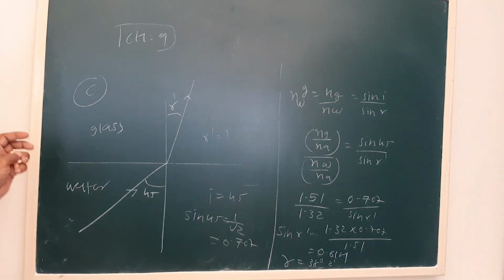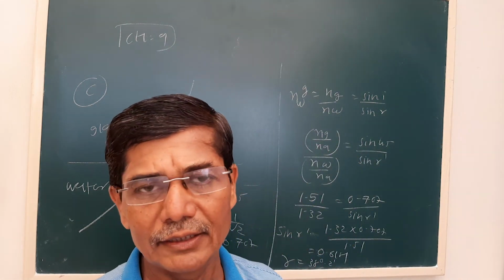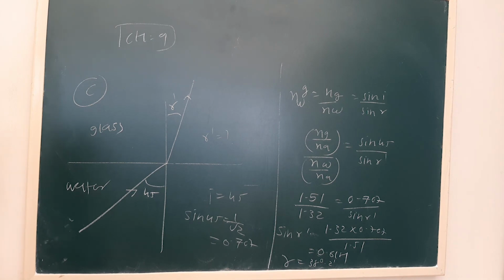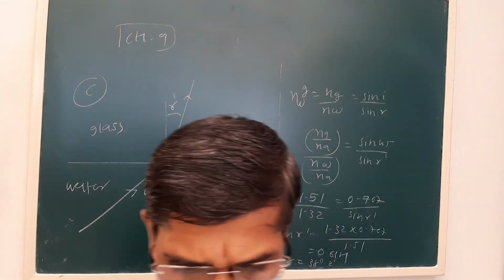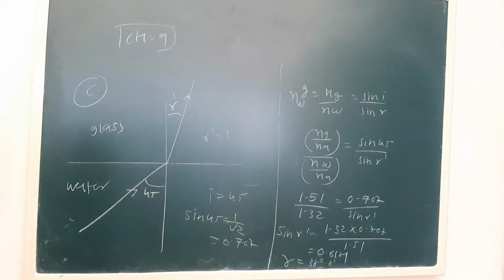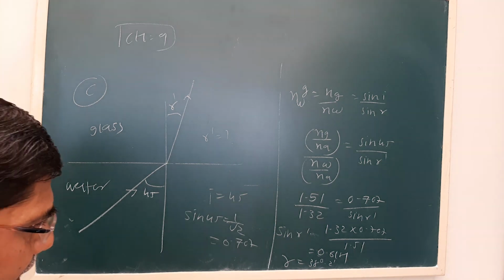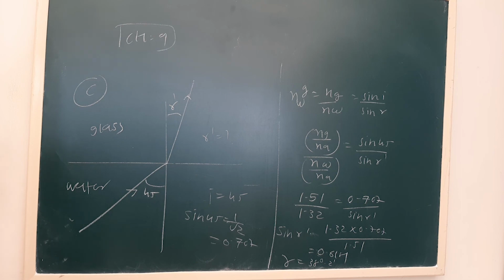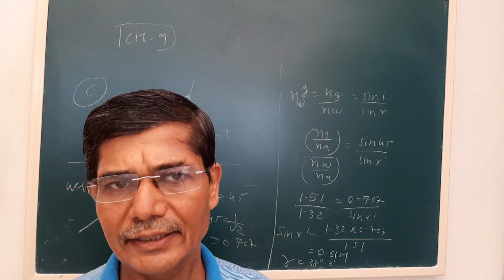Now what we can see in this diagram C, the value we have obtained in parts A and B, that is the refractive index of glass with respect to air and the refractive index of water with respect to air, is used, and this is how we can obtain the value of angle of refraction. So this is about exercise number 9.4. The rest of the exercise numericals we'll take next time. Thank you.